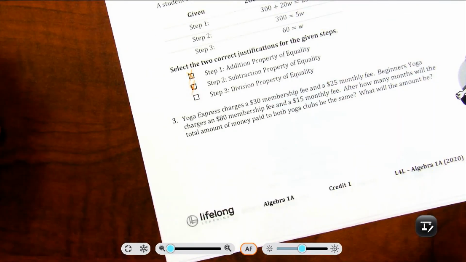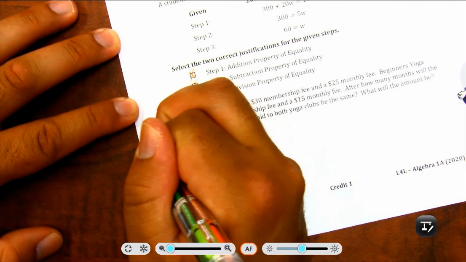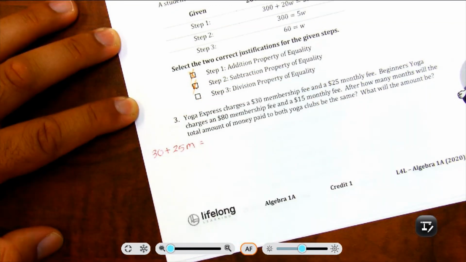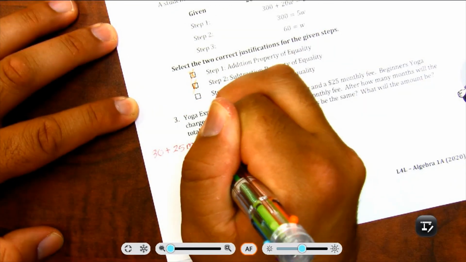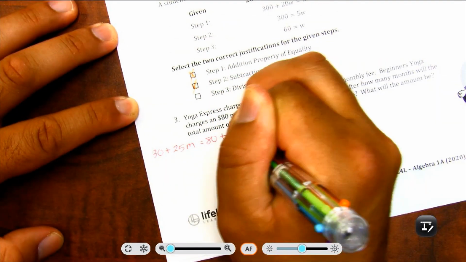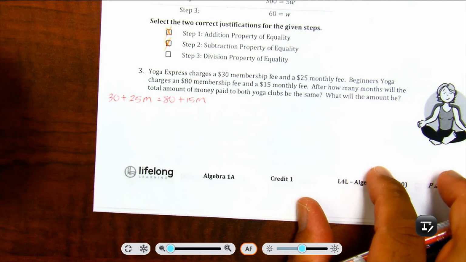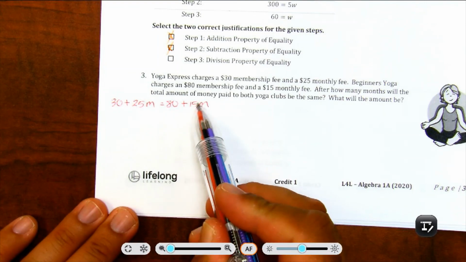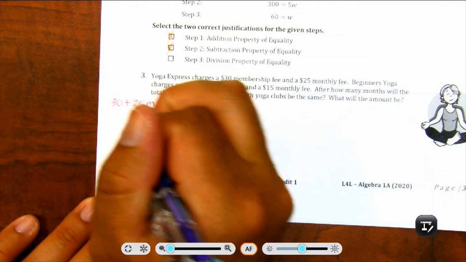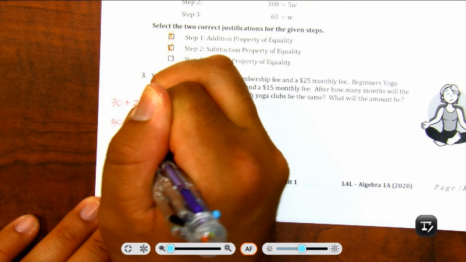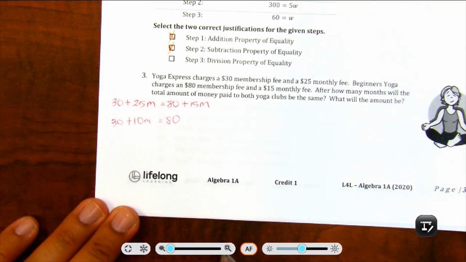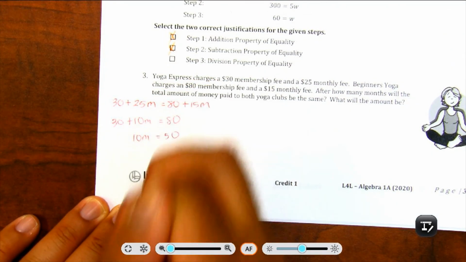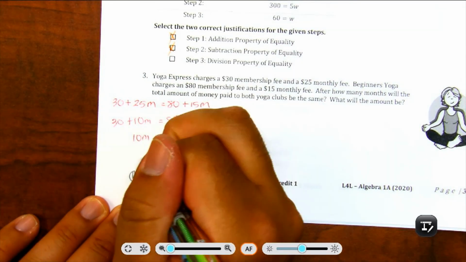So the initial value is 30. The rate of change is 25m for Yoga Express. For Beginners Yoga, initial value is 80 plus 15m. So I'm not going to show as many steps, but imagine I subtract 15m from both sides. I get 30 plus 10m equals 80. Then I'm going to subtract 30 from both sides, and I have 10m is equal to 50. Then I'm going to divide both sides by 10, and m is equal to 5.